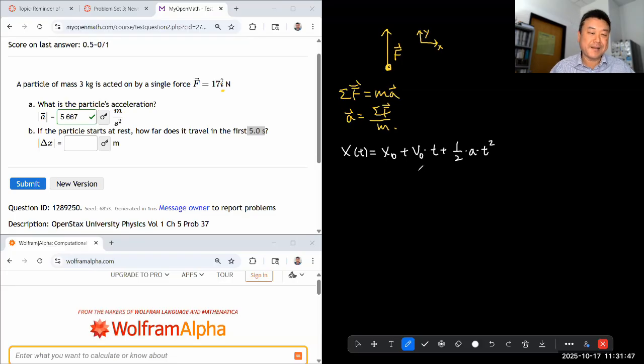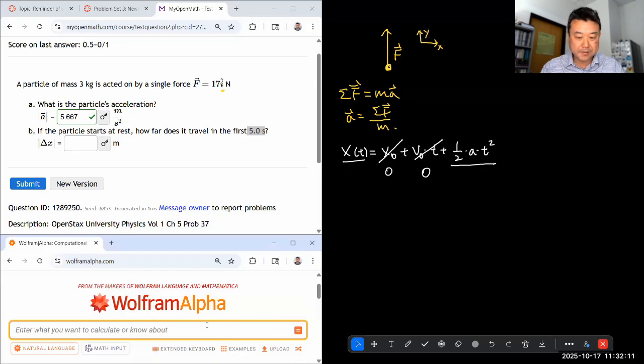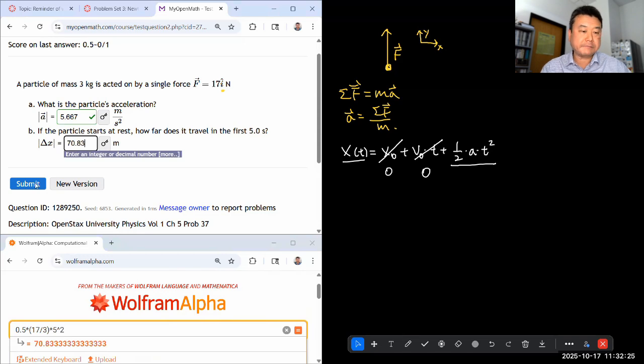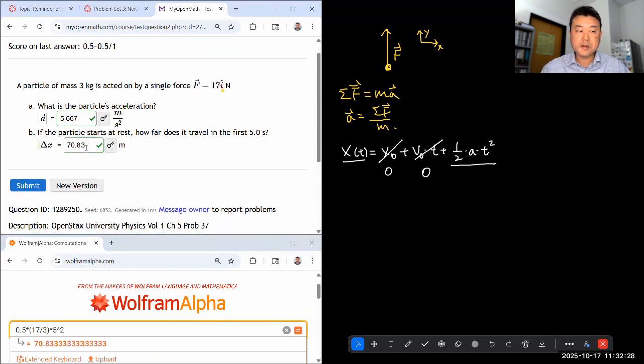Lots of times. So for delta x, I can basically say my initial position is 0 and my initial velocity was 0, since it starts at rest. So really my final position should be just 1/2 acceleration times time squared. So 5 squared is 25. Yeah, I can't do that in my head. All right, let me just do it in Wolfram Alpha. So 1/2 or 0.5 times the acceleration. I'll put in the original expression, 17 divided by 3 times the time squared, 5 squared. So 70.83 meters. That's probably right. Yep, that's it. That's the last question in the set.